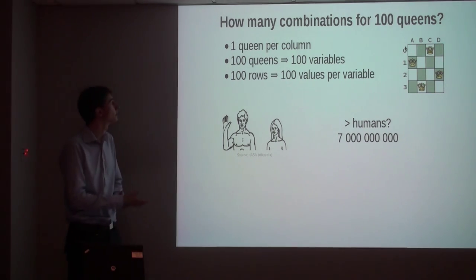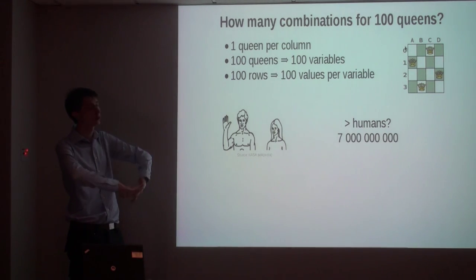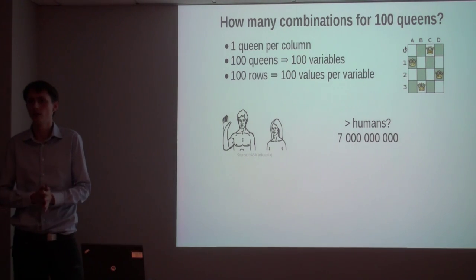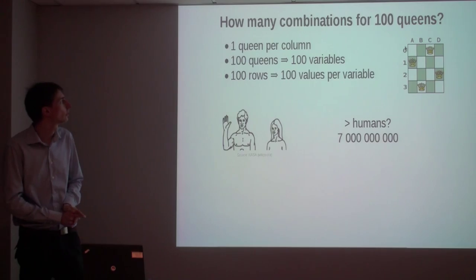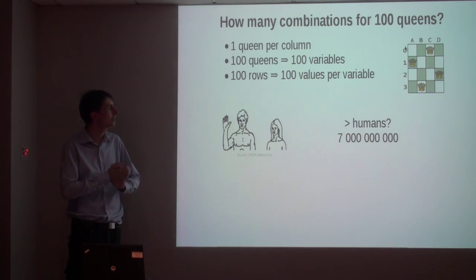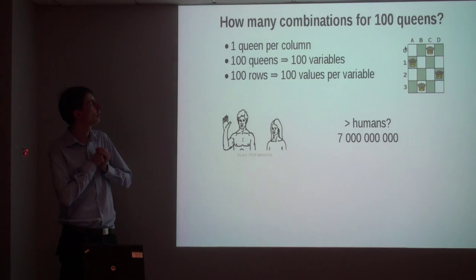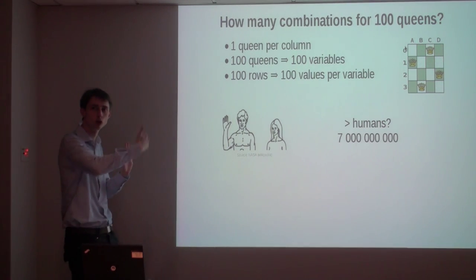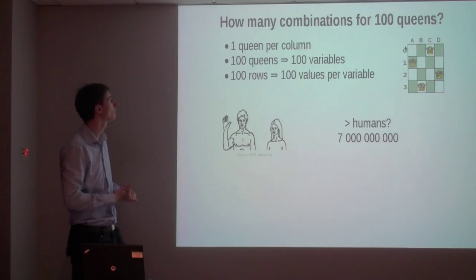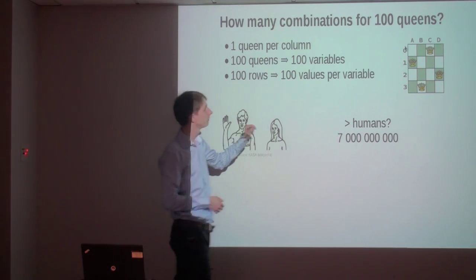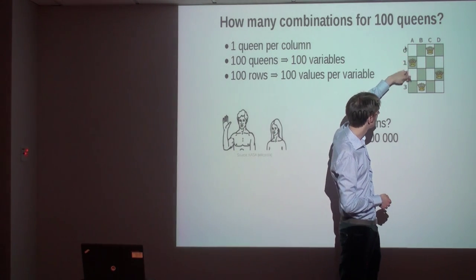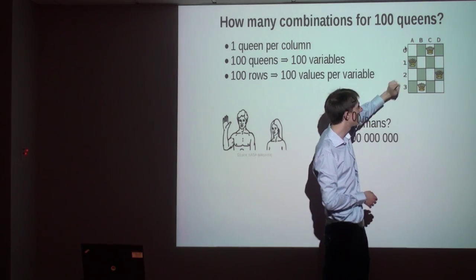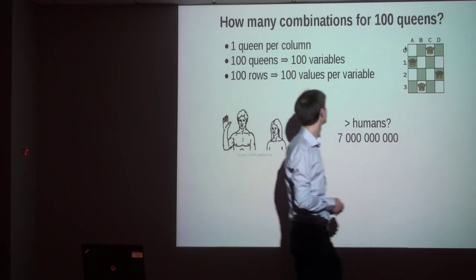So here's a question for you guys: if you have 100 queens, which is not a really big problem, right? It's like 100 processes assigning them to computers. How many possible combinations do we have? If we do this with brute force, how many solutions would we be looking at? Right, so there's one queen per column. So this queen won't move to a different column. It will always be in A column. This queen will always be in B column, and so forth.